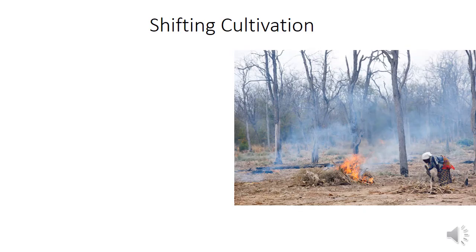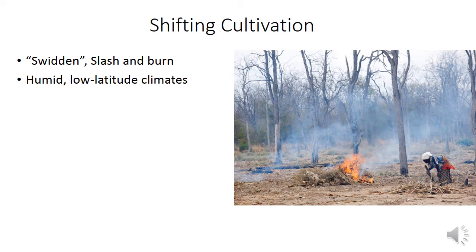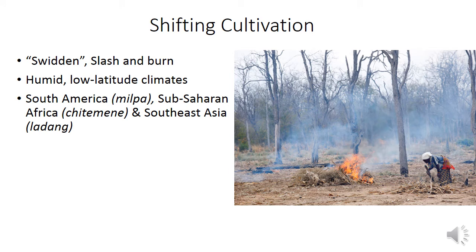Shifting cultivation is another form of extensive subsistence agriculture. Sometimes it's referred to as swidden farming or slash and burn farming. Slash and burn is a good one because it tells you exactly what these people are doing in the title right there. But depending on where you're at in the world, you will hear it referred to in a number of other ways, right? In South America, the term they use is the milpa system. In sub-Saharan Africa, the shitemene, I'm not exactly sure how to pronounce some of these. And in Southeast Asia, the ladang system.